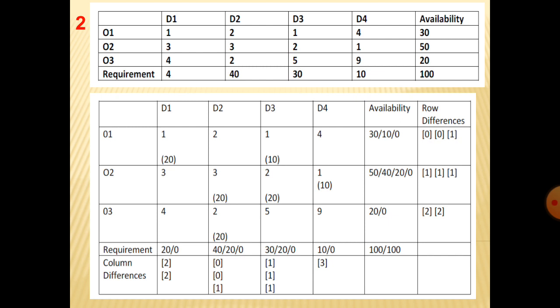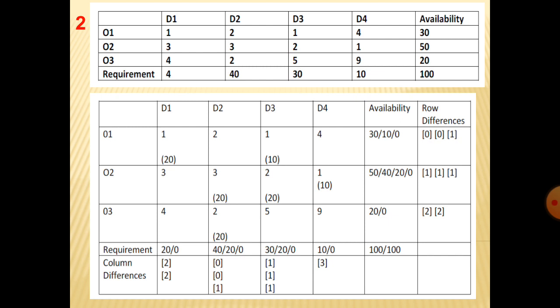Okay. Here in the D4 column, you select the minimum cost. In the entire column, you check out which is the minimum cost. 1 is the minimum cost. Note that point. Listen carefully. For that, what is the availability? Availability is 50. Requirement is 10. Which is the minimum value here? 10. We can allocate 10.